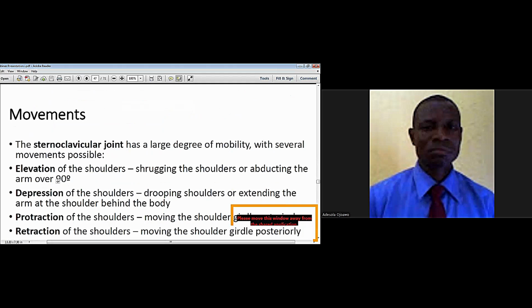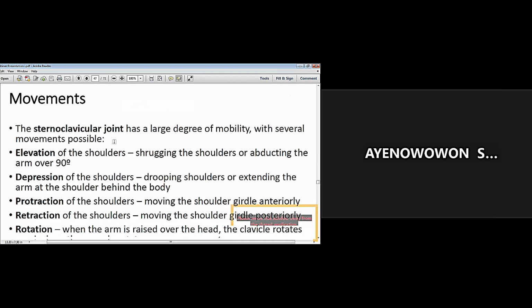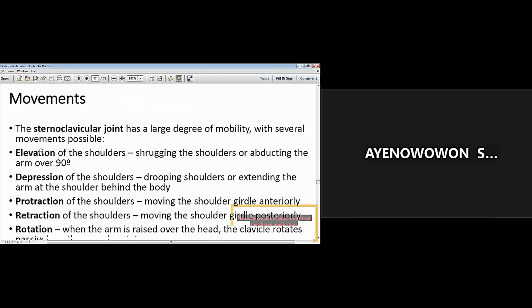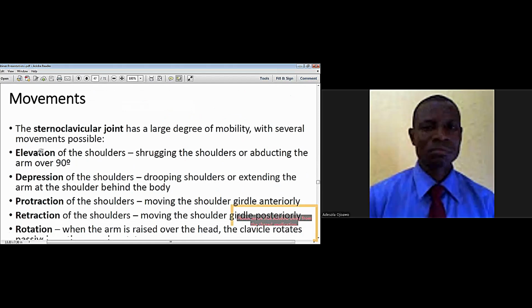Movement: we have only a few movements there. We have elevation, depression, protraction, and retraction. All of those are movements at the shoulder joint. So when the shoulder joint moves, it tends to move the sternoclavicular joint. Do you understand? Take it up, take it down. Retraction, rotation of the shoulder joint. So that's the joint that you have there.